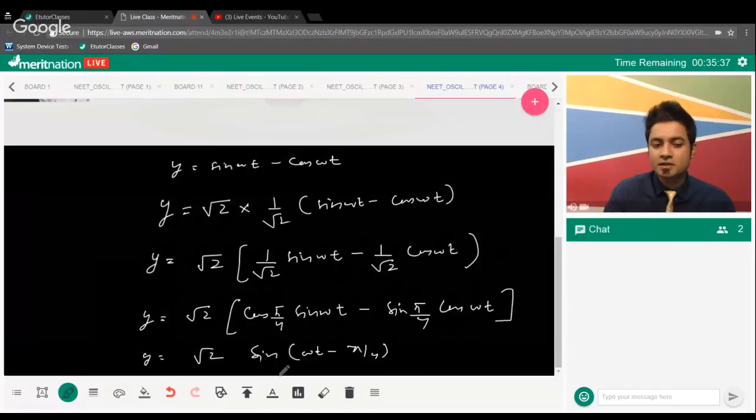Any doubt in this, guys, till this point? So now we have converted that particular function into a single harmonic, right? And this is a function that is periodic as well as it has just a phase of pi by 4. That's all. You can directly tell, yes, it is a SHM, or you can prove it. How are we going to do it?